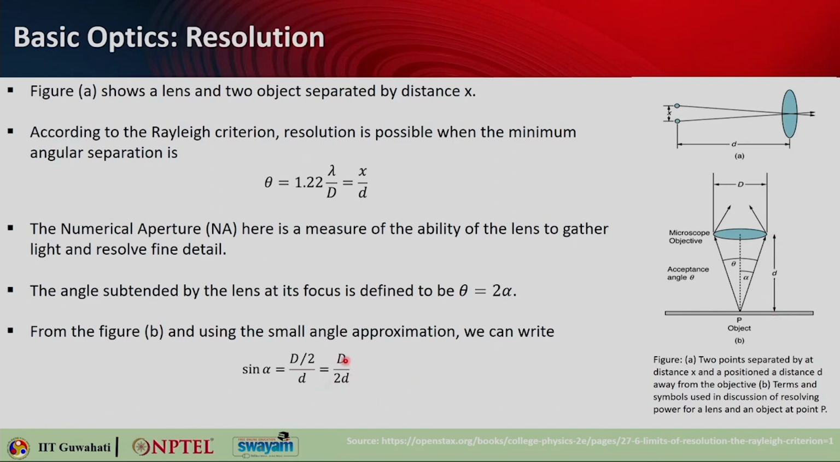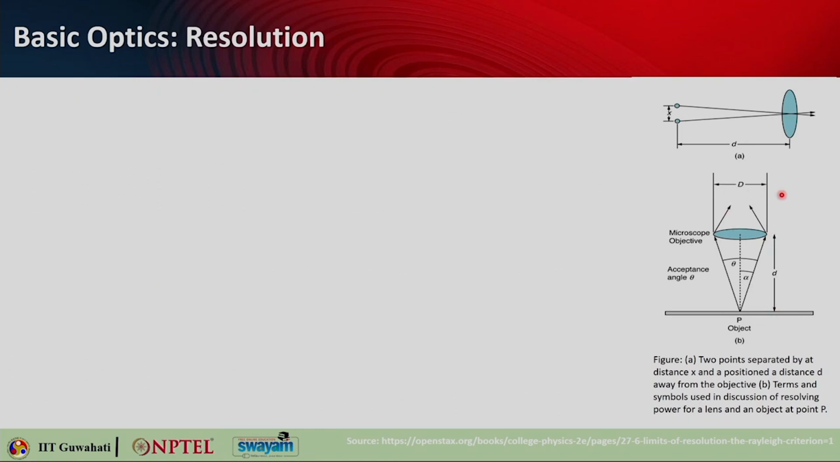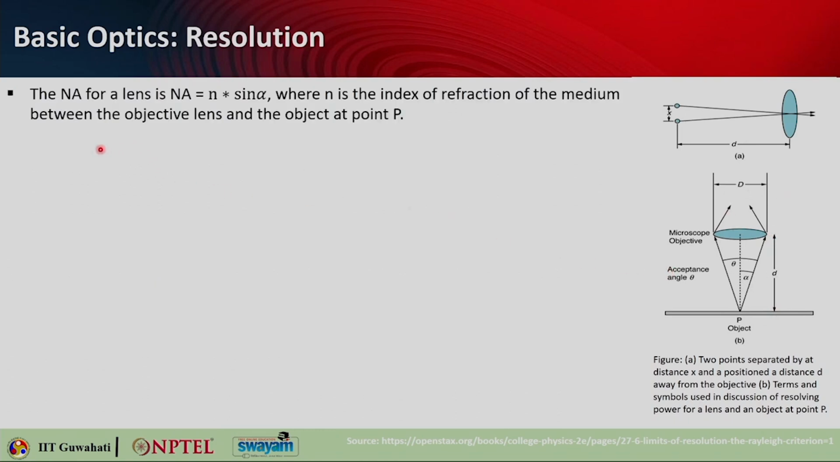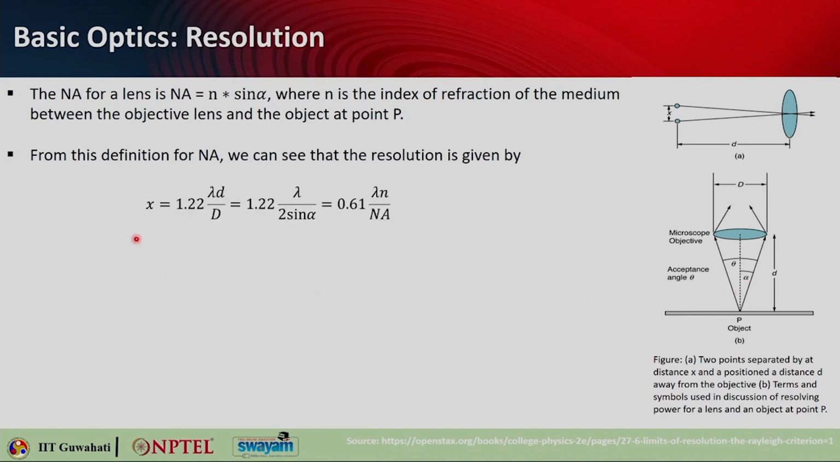So, you can write sin alpha equals capital D over 2 small d. Small d is the distance of the object from the lens, and capital D is the size of the lens. That way you can also find the numerical aperture for this lens. NA is n times sin alpha, which you have seen previously. n is the refractive index of the medium between the objective lens and the object which is placed at point P. Whatever the refractive index of this medium is, that will go as n, and sin alpha is this half angle.